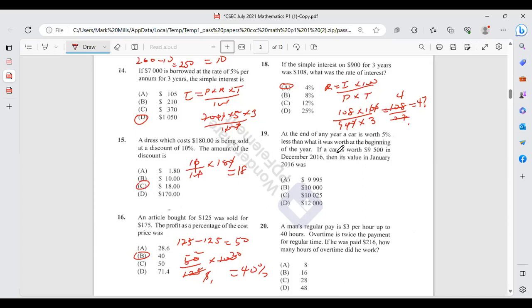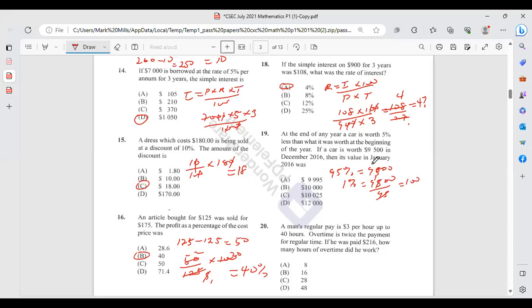So what we do is, the car is worth 9,500 in December. So that should be 95%. 95% is equal to 9,500, right? How do I know that it's 95%? Because in December it was reduced. Follow me, right? So I can find what is 1%. 9,500 divided by 95 will give me 100. So 1% will give me 100.